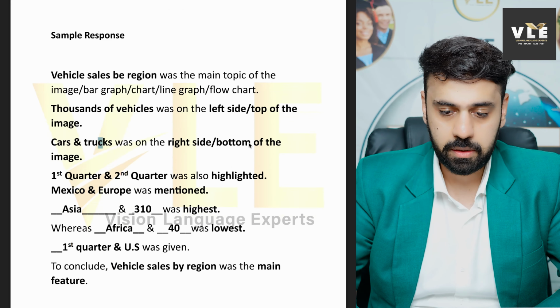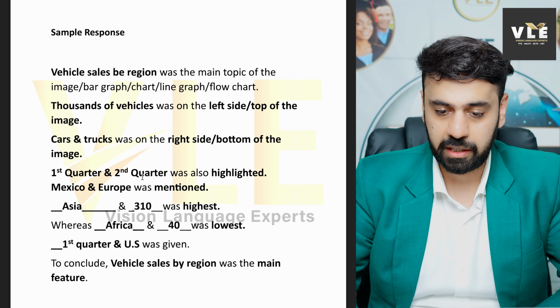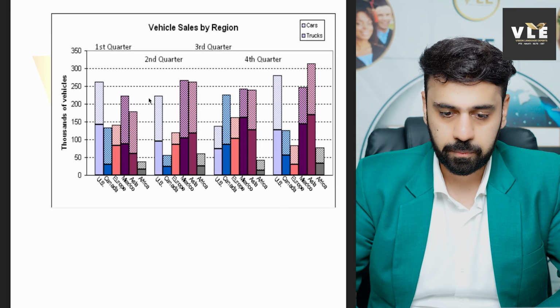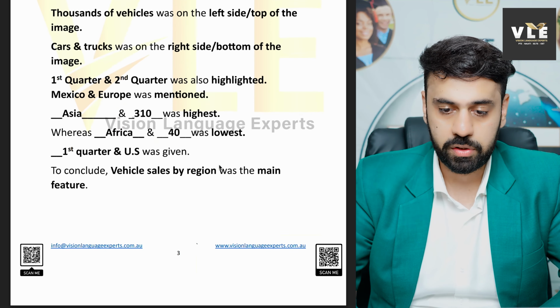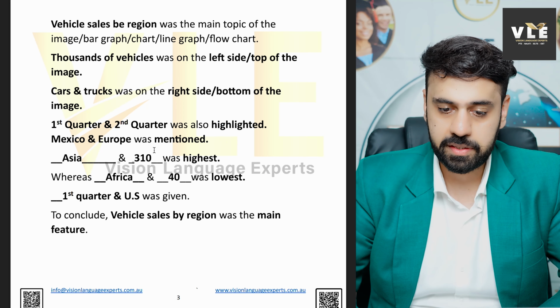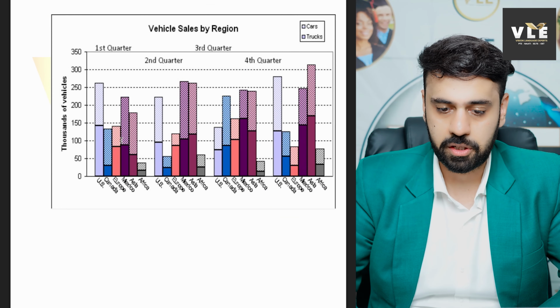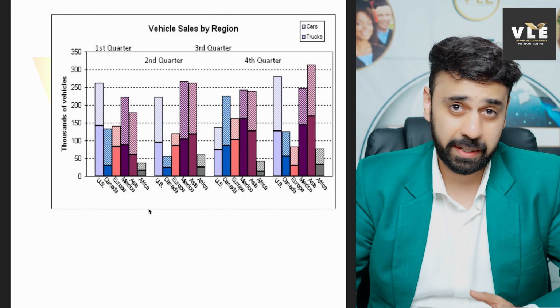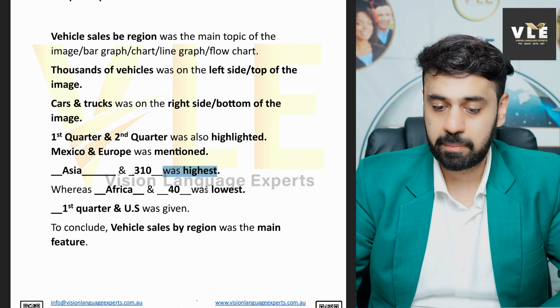Then you would have another set of keywords, which says first quarter and second quarter. So first quarter and second quarter, any set of keywords. So we will say first highlighted. Then similarly, we will say mentioned. Again, another set of keywords such as Mexico and Europe, you can pick any words. Then you will say something was highest and something was lowest.